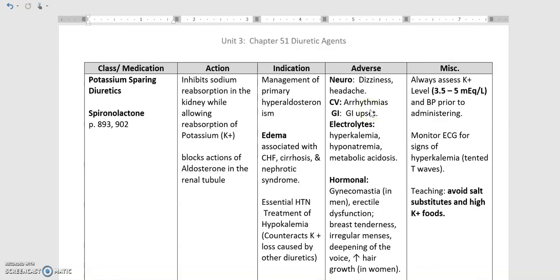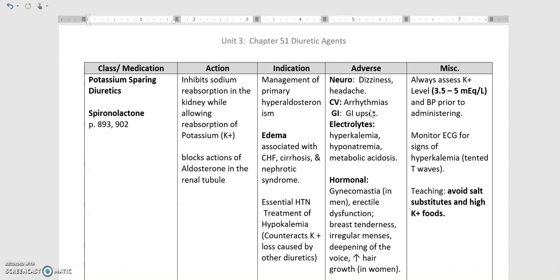The important part of taking care of an individual with any diuretic is monitoring their fluid and electrolyte balance, and you need to always assess the patient's potassium level before giving one of these potassium-sparing diuretics. Normal potassium, in case you've forgotten, I have listed here as 3.5 to 5 milliequivalents per liter. So making sure that the patient's potassium level is within this normal range prior to administering the potassium-sparing diuretic is very important.